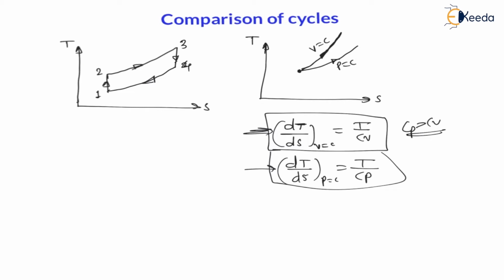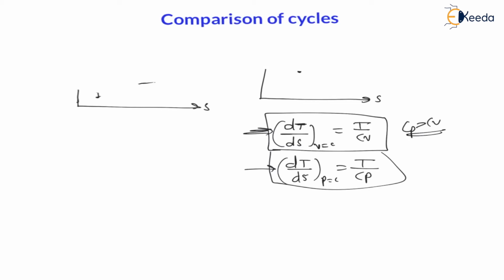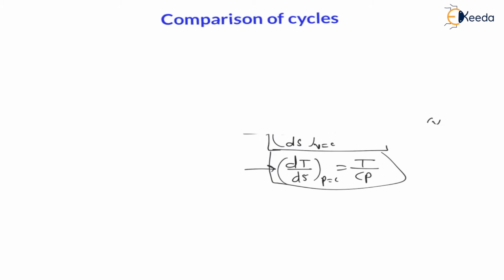Because here the larger value is in the denominator, hence this will be the smaller value, and the smaller value is in the denominator, therefore this will be the larger value. So you have to keep in mind that constant volume will have a higher slope or higher inclination as compared to the constant pressure process on the TS diagram. So by taking a few parameters, we are comparing the Otto, diesel and dual cycles.